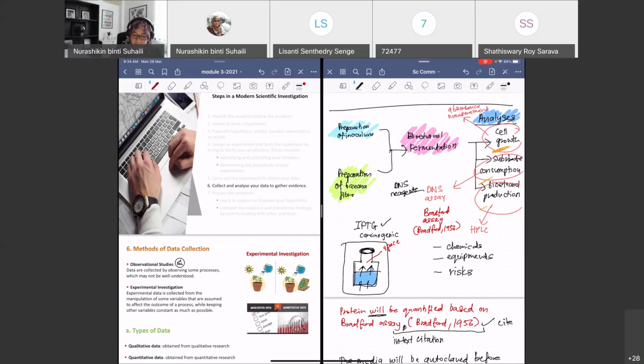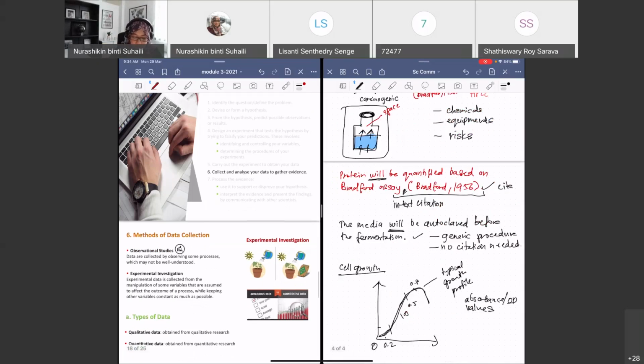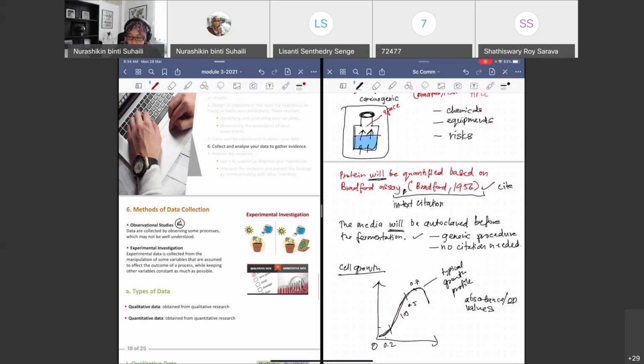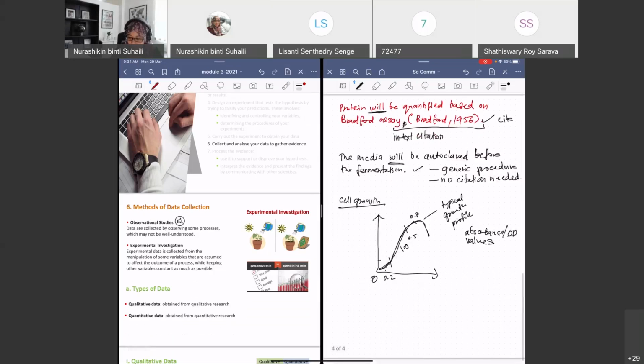You have to analyze during the experiment. So that is meant by collect and analyze your data in order to gather evidence. If not, you don't have anything to conclude at the end. Okay? So in this case, it is cell growth that you have to analyze. And also you have to analyze the substrate consumption. What is meant by substrate consumption? It is the food that you feed to the microorganism, right?